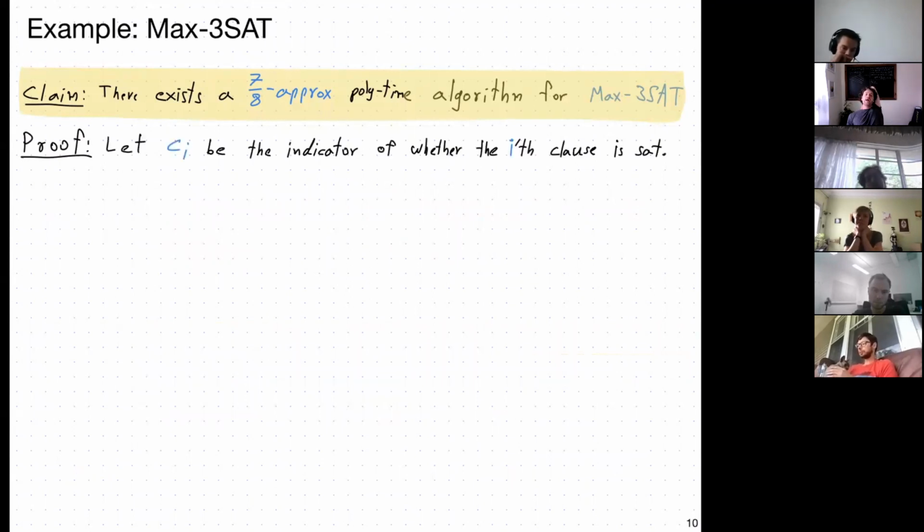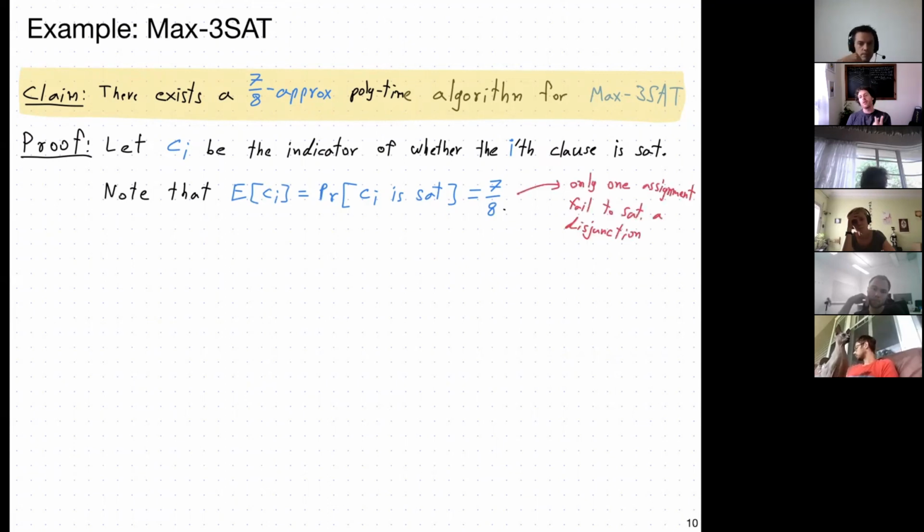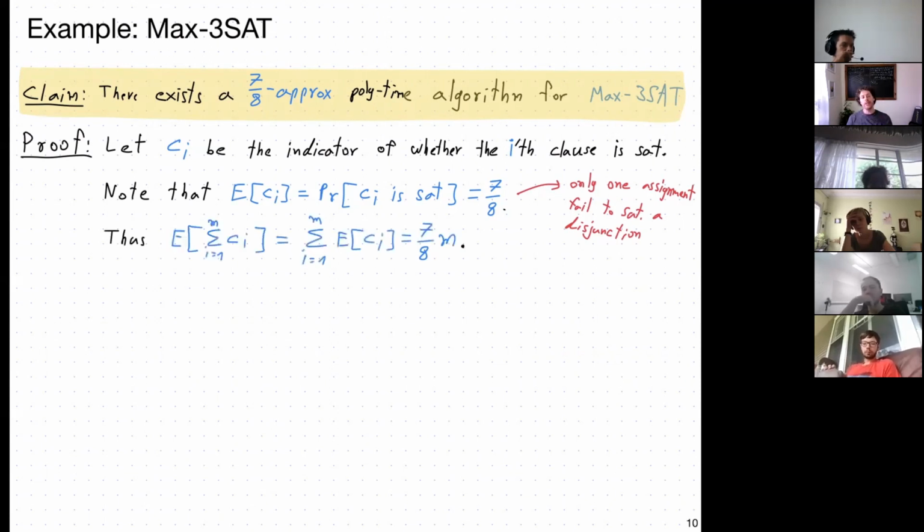Let's denote by Ci an indicator of whether the i-th clause is satisfied by a random assignment. I'm just plugging in some random values to the clause Ci and seeing what happens. If we look at the expected value, this is the expected value of an indicator. So it's the probability that the clause Ci would be satisfied by a random assignment. And this is for every clause, it doesn't matter which clause. And the answer is 7/8, because there is only one way for a disjunction of 3 variables to take a 0 value. There are 8 different assignments to the 3 variables and only one of them is not satisfying. And now we can do linearity of expectation.